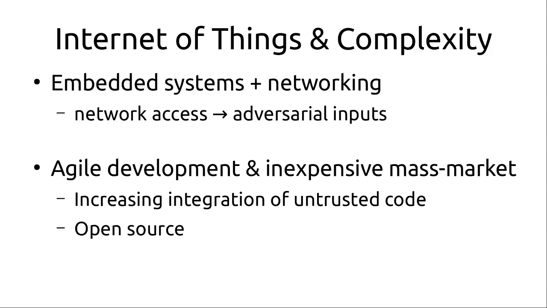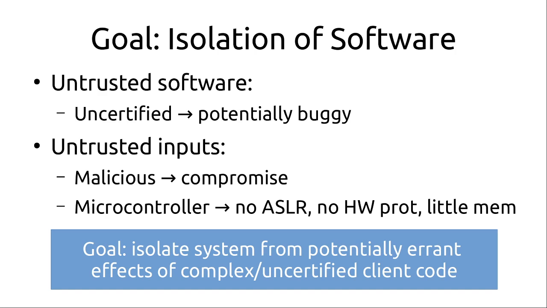What this means is that the integration of untrusted code has been increasingly more of a focus, and that includes a lot of open source code. This means that certification has been much more of a challenge and is often not attempted at all. So if you don't have certification of your software, and if you are exposed to the internet, isolation tends to be one of the normal ways that we protect systems. So if we have untrusted software, it's potentially buggy and uncertified. If we have untrusted inputs, then it's potentially malicious, which can lead to compromises.